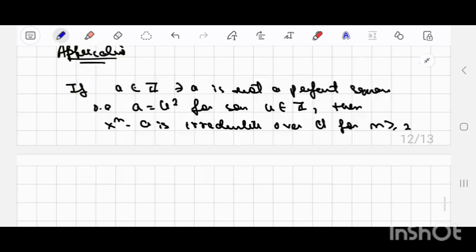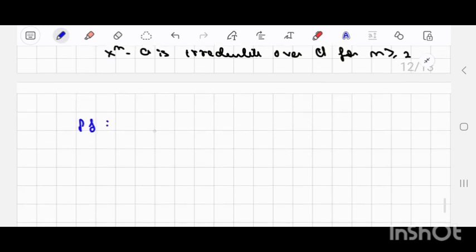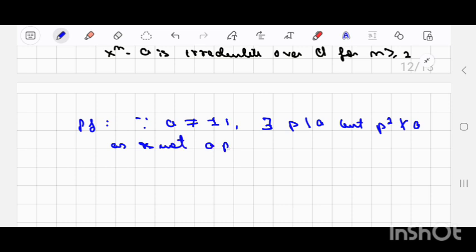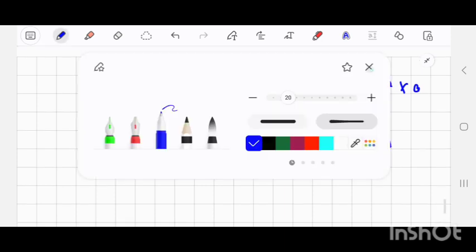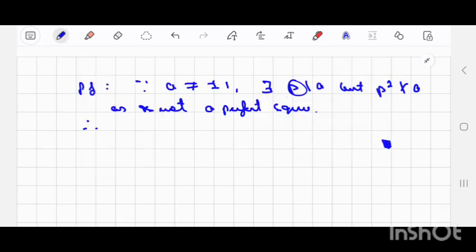And the proof is again very simple. What can we do? Since A is not equal to plus or minus 1, there exists some prime P which divides A, but P squared does not divide A, as A is not a perfect square. Therefore, apply Eisenstein's criterion using this P, and we are done. So this actually claims that there exist irreducible polynomials of arbitrary degree n over Q.